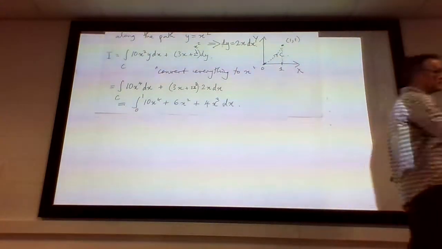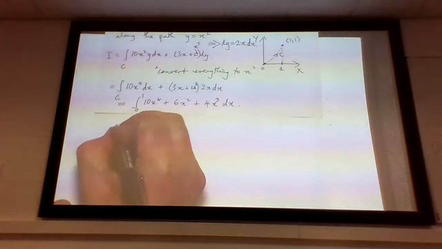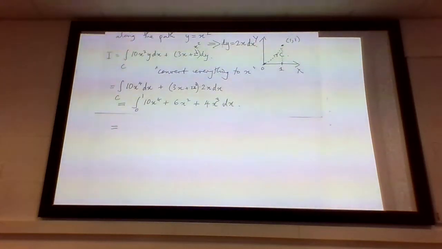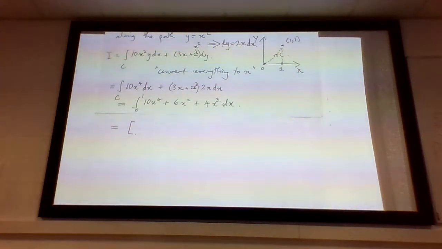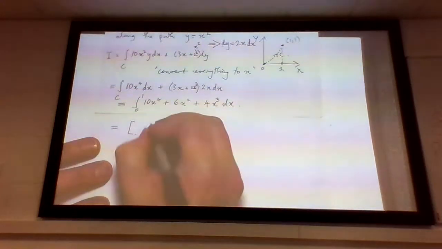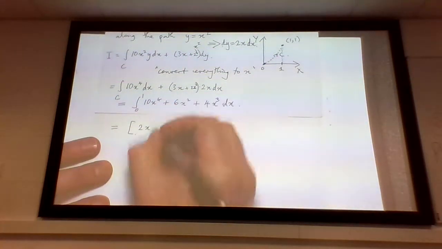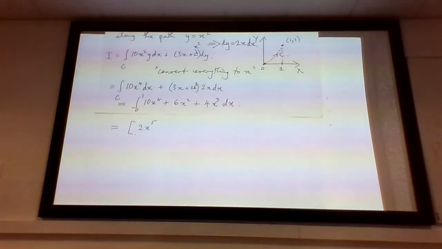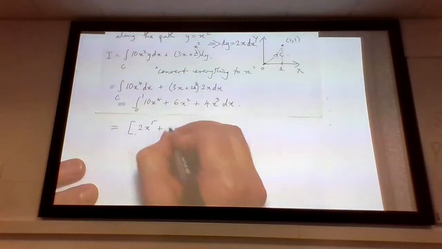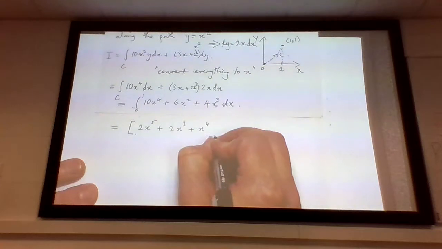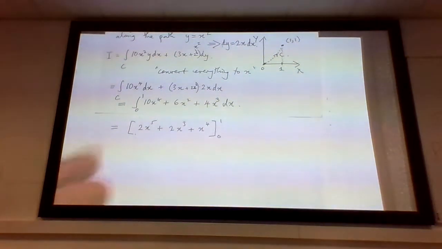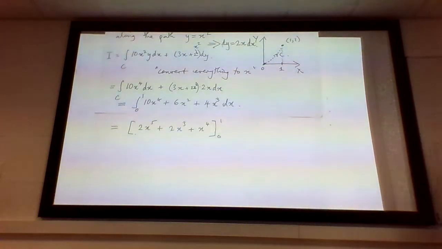Okay, so everything is now in terms of the x variable, and this thing can just be integrated as you would have done, just as the type of integration that you're familiar with. Okay, so integrating 10x to the power 4, it's the integral of 2 times x to the power 5, plus 2x cubed and plus x to the power 4. And those get evaluated at the limits 0 and 1 for x.